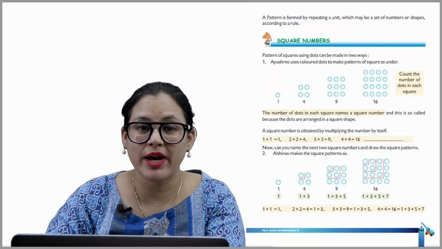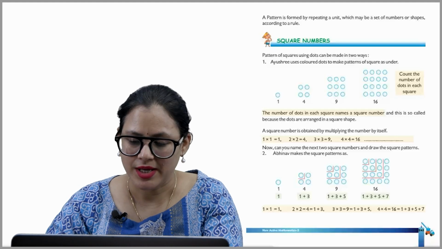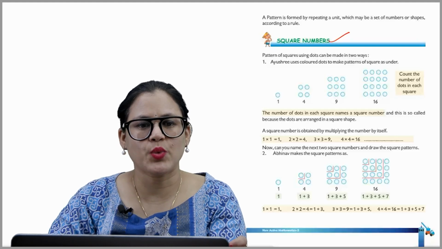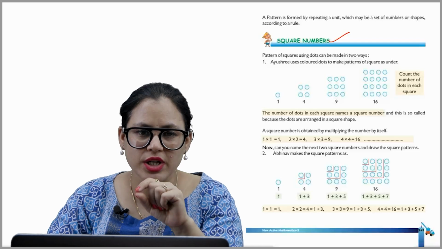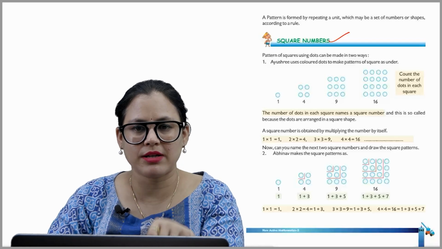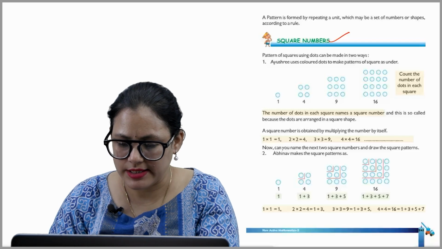A pattern is formed by repeating a unit, which may be a set of numbers or shapes according to a rule. Square numbers. Pattern of squares using dots can be made in two ways. Number one, Ayushri uses colored dots to make patterns of square as under. See, 1, 4, 9, 16.